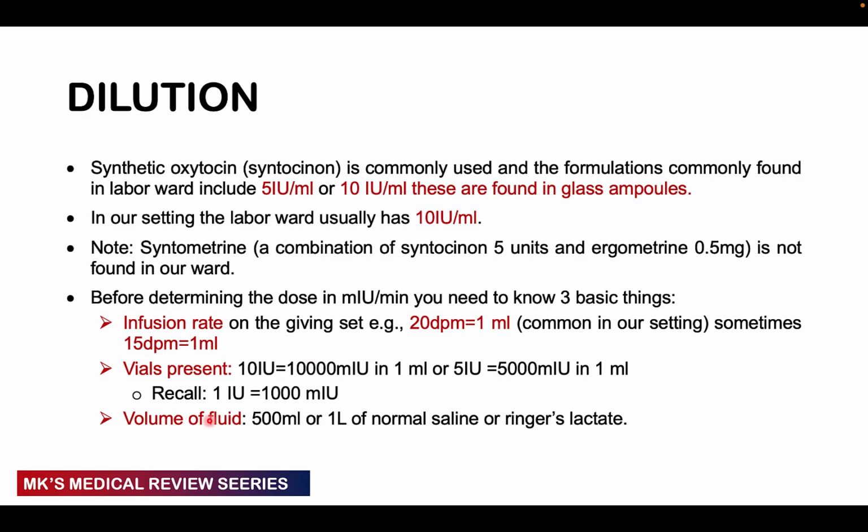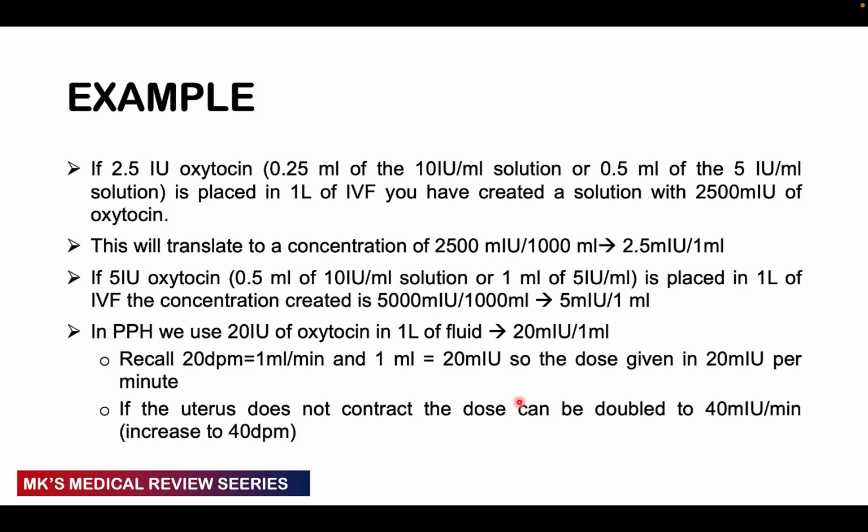The second thing is the volume of fluid that you're going to be placing this oxytocin in. Generally, we use 500 mls for those patients that are high risk. If there's a risk of edema, if they have cardiac disease, if they have renal disease, we want to use less fluid because we don't want to overload them. In other patients, you can use as high as 1 liter of either normal saline, which is the ideal solution, or Ringer's lactate. So here's an example.